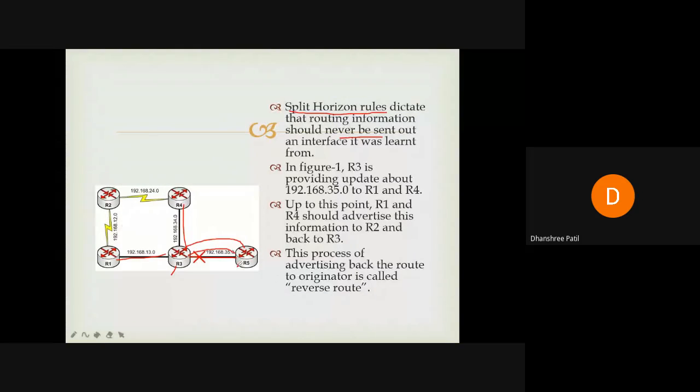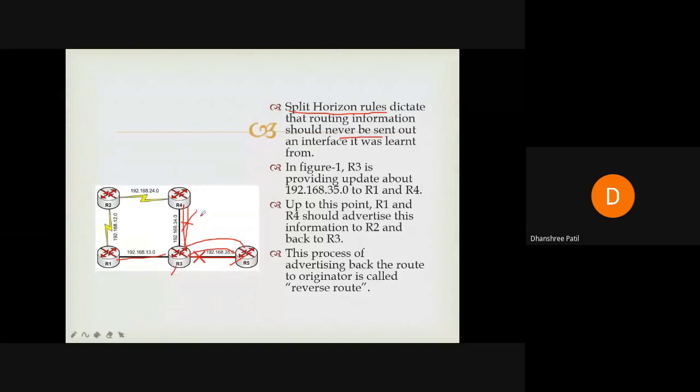Right, in this way this looping can be avoided. Similarly, forget about R5. Suppose this information is being transmitted from R4 to R3. Information is provided from R4 to R3, and somehow suppose this connection is getting lost.